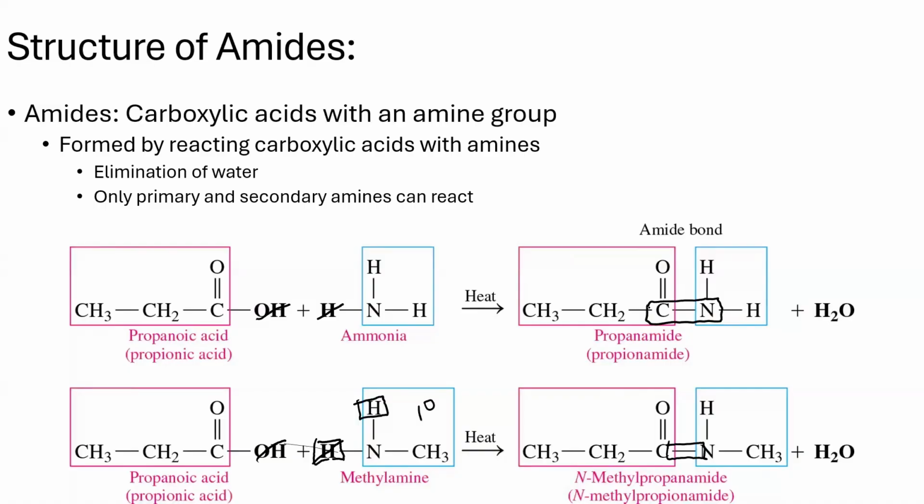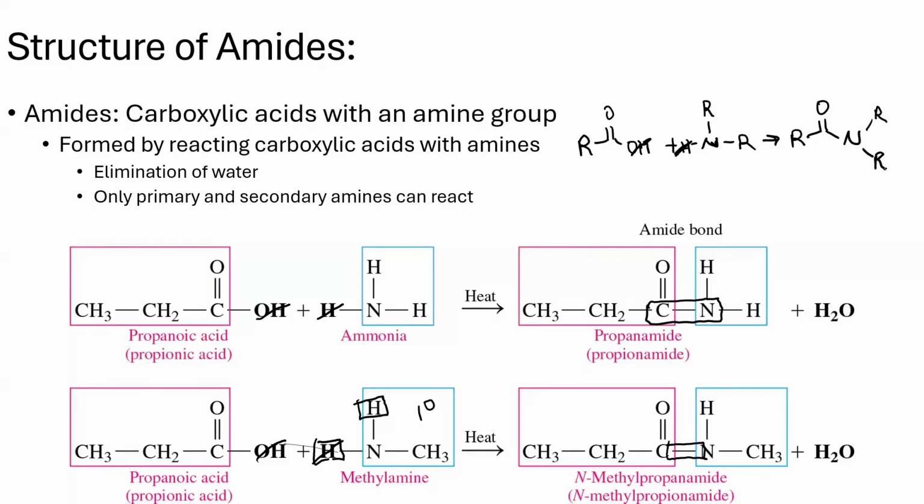Secondary amines, you can imagine we have R, C, double bond O, OH, plus some generic secondary amine, R, R, H, right? Because secondary amines only have one hydrogen. You're removing this OH, you're removing that hydrogen, and then you're forming a new carbon nitrogen bond with the two R groups.